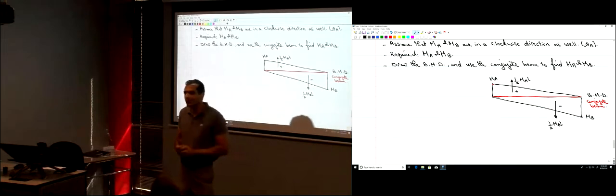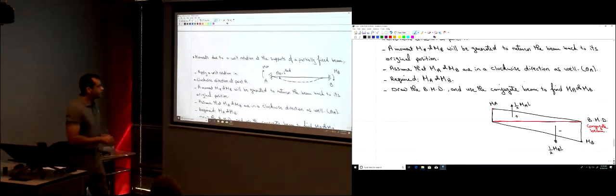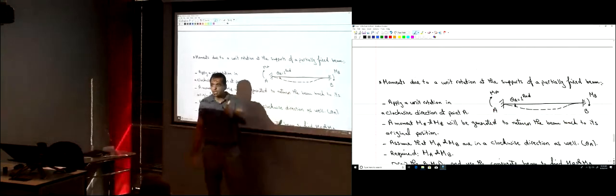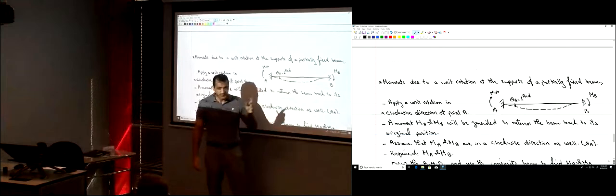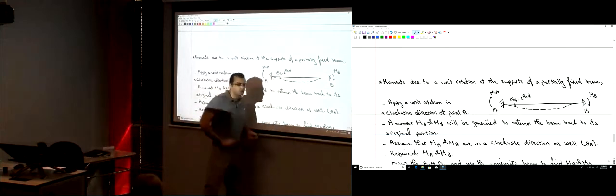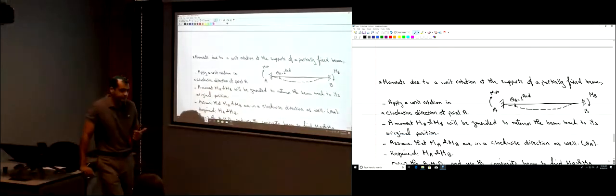No, not too much. Why? Because here, this is totally fixed. There is no rotation, there is no deflection. So if it's totally fixed in the real beam, it's phi on the conjugate beam. Okay? Here, this is not totally fixed.